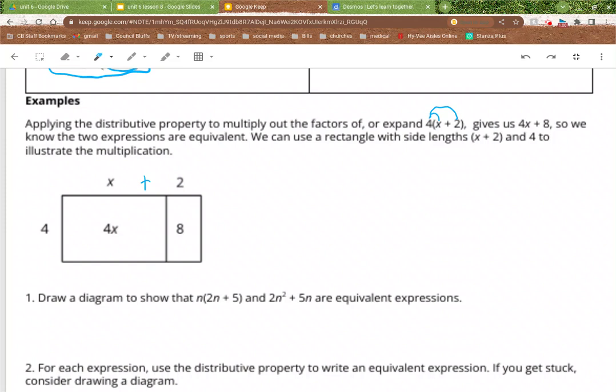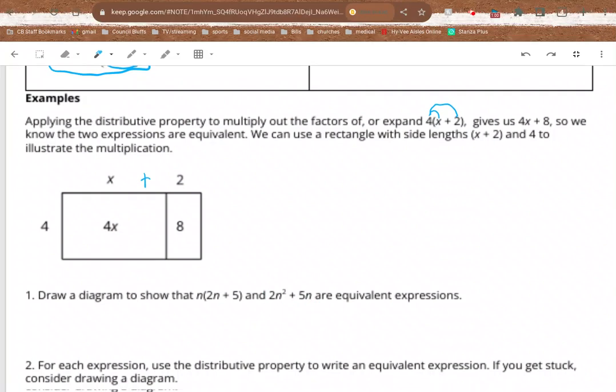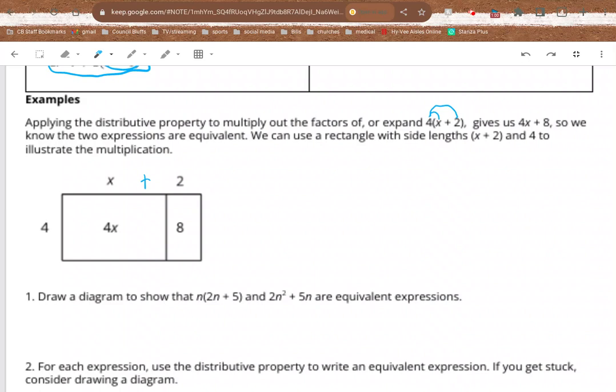Draw a diagram to show that n times 2n plus 5 and 2n squared plus 5n are equivalent expressions. So we're going to do something similar here. I'm going to create a box, and I'm going to create a 1 by 2 box because this is one expression. So I'm going to put an n here, and then I'm going to do 2n plus 5 up here. So 1 row, 2 columns, or you could do 2 columns in 1 row.